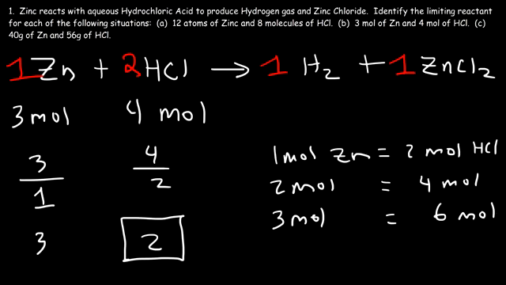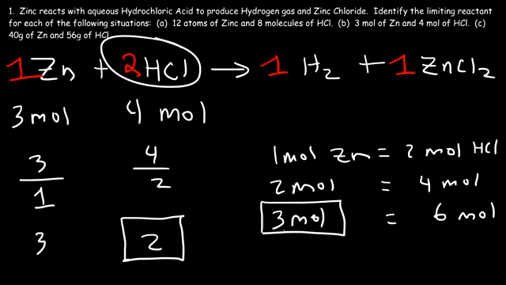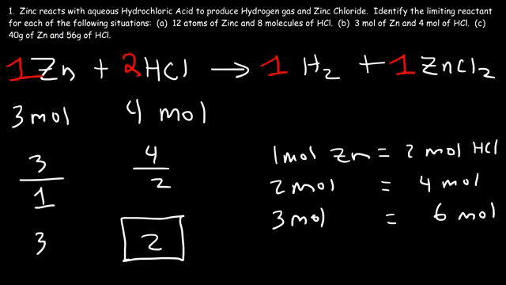We don't have 6 moles of HCl. So we're deficient in the quantity of HCl. That's why it's the limiting reactant. By the time all of the zinc molecules react, we need to consume 6 moles of HCl, but we don't have that, so it's the limiting reactant. But the easiest way to determine it is to find which one has the lowest quantity per coefficient ratio.